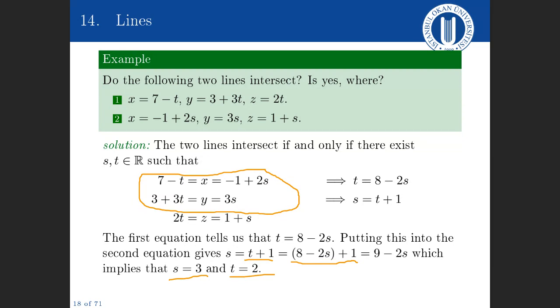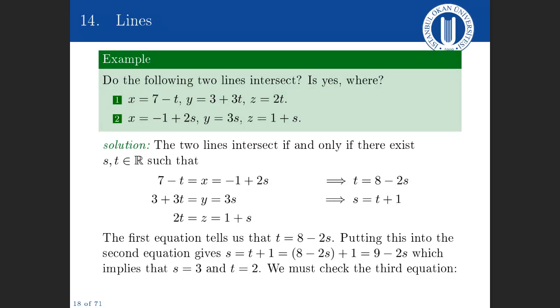But that's not good enough. We need all three equations to be true at the same time. So the question is, is the third equation also true? We need to check the third equation. If we put t equal to 2, then we get 2t is equal to 2 times 2, which is 4. If we put s is equal to 3, then 1 plus s is also equal to 4. So the answer is yes.